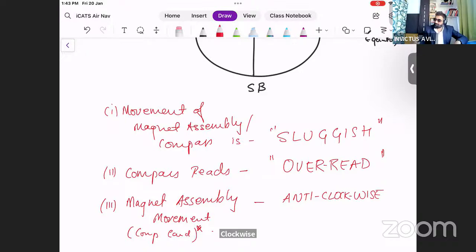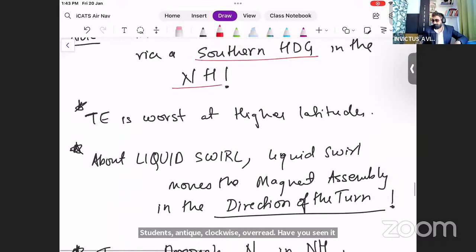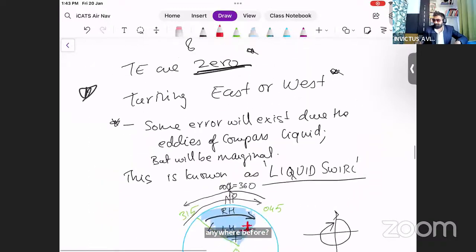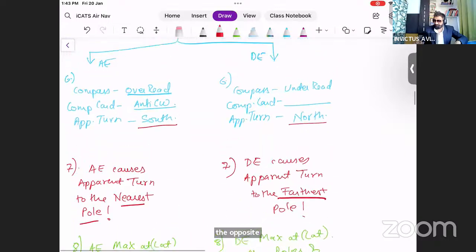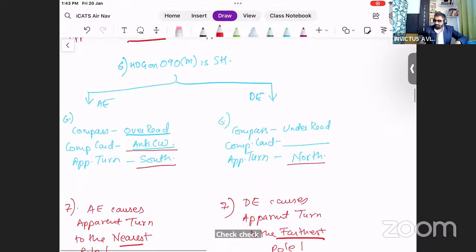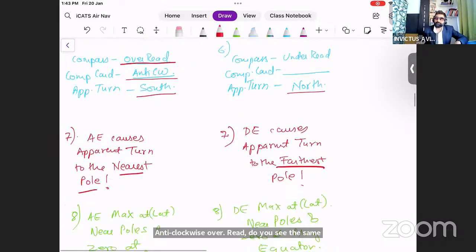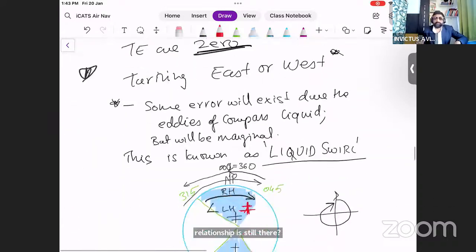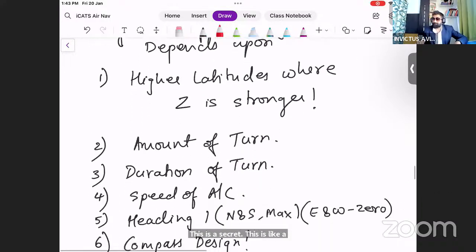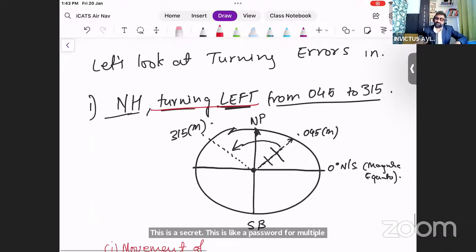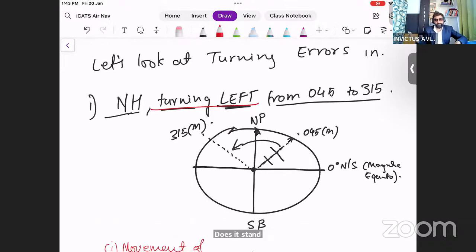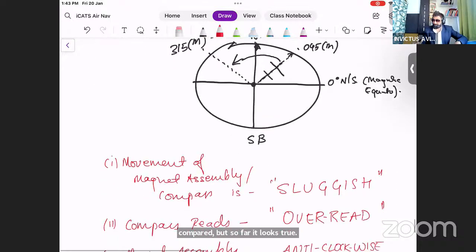Students, anti-clockwise overread. Have we seen it anywhere before? Have we seen that in acceleration errors, or have we seen the opposite? Check, check, check. Anti-clockwise overread. Do you see? The same relationship is still there. This is a secret, like a password for multiple answers. Does it stand true in all cases? You can only determine once you have written down all points and compared, but so far it looks true. This is something that you should verify when you're doing your self-study through notes also.